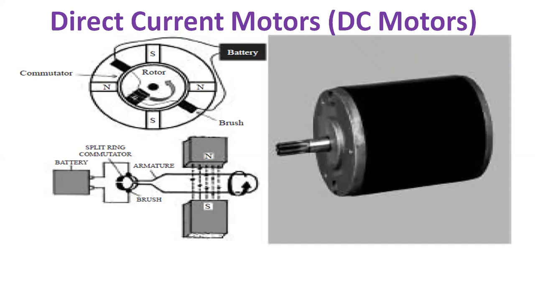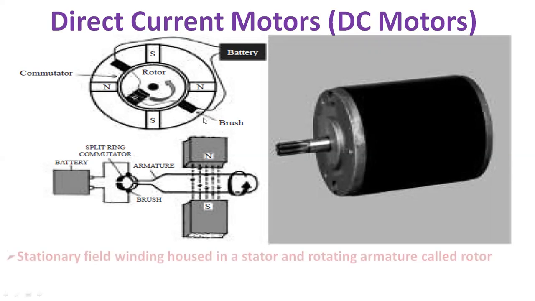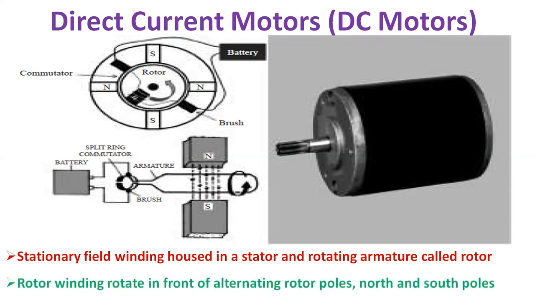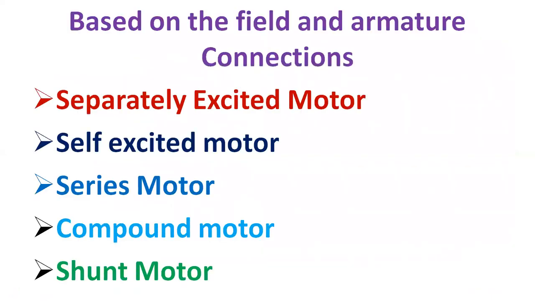They have a stationary field winding housed in a stator and a rotating armature called rotor. This is an armature. The rotor winding rotates in front of alternating poles, north and south poles. This tries to reverse the current in the winding. To overcome this problem, a commutator and brush arrangement is provided. Depending on the field and armature connections, the motors are classified as separately excited motor and self-excited motor, then series motor, compound motor, and shunt motors.